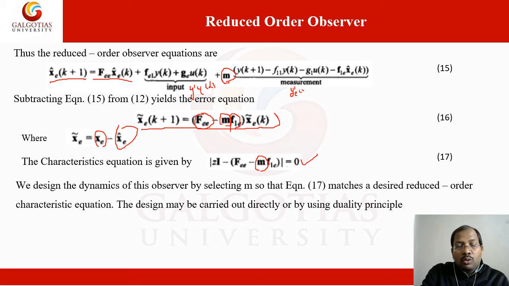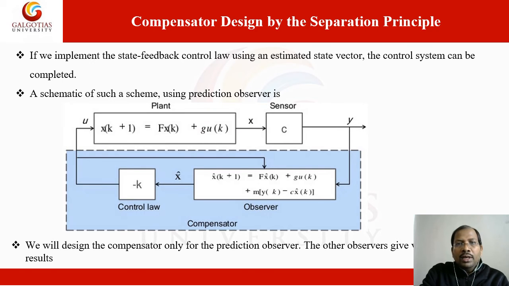Then we have to select the desired pole locations, obtain the characteristic equation and compare these characteristic equations to calculate the M. So in this way we can apply it, and this is also applicable for the duality principles. So here, for the compensator design, we are going to discuss the separation principle.